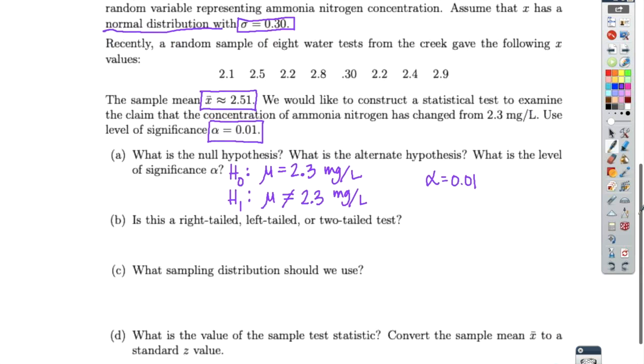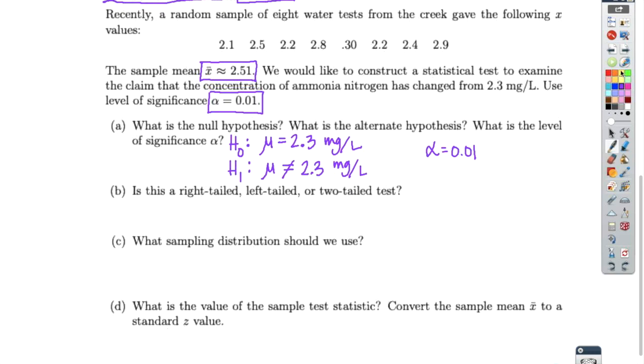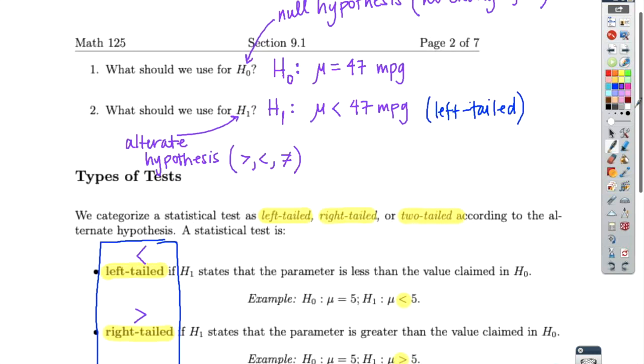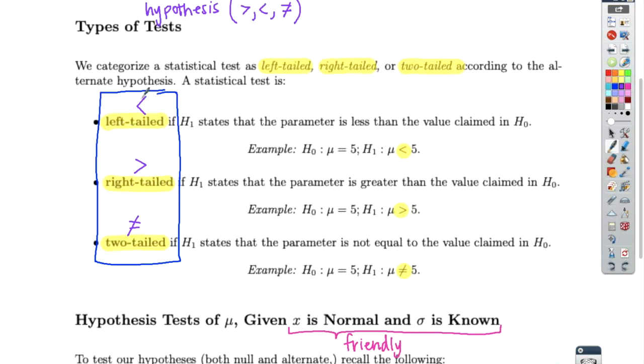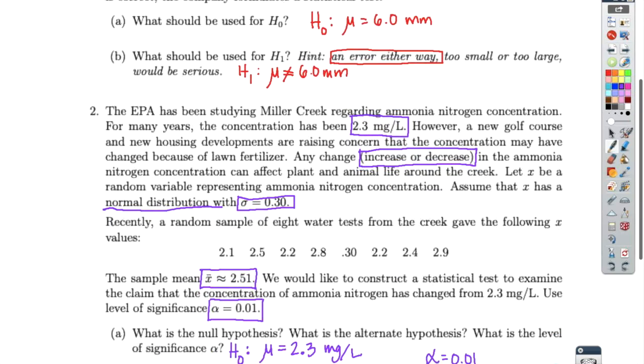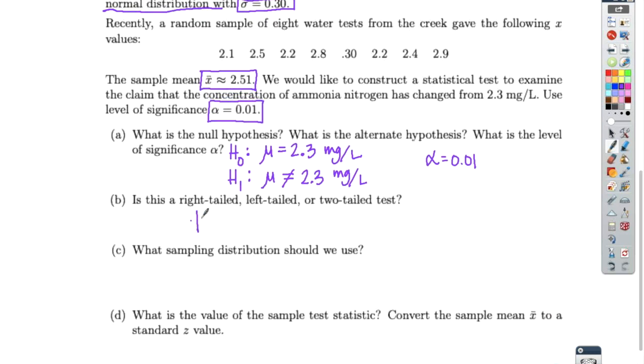Is this a right-tailed, left-tailed, or two-tailed test? Again, don't overthink this part. Left-tailed means less than, right-tailed means greater than, and two-tailed is not equal to. For this particular problem, it says not equal to, so this is a two-tailed test, just because it says not equal to, that's it. If it was greater than, it would be right-tailed. If it was less than, it would be left-tailed, but it's not equal to, so it's two-tailed.